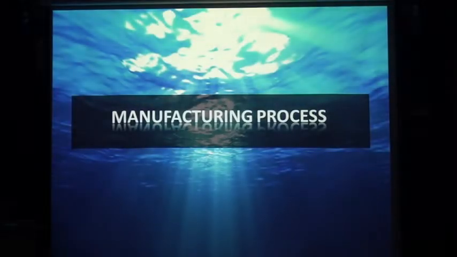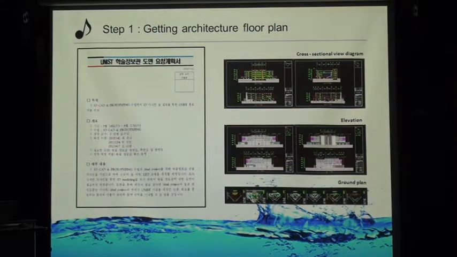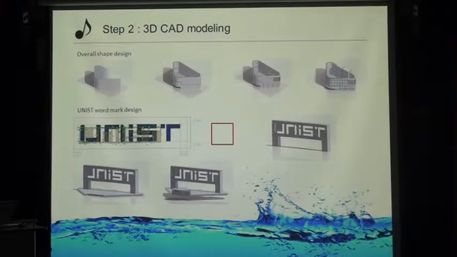And now we introduce the manufacturing process. Before starting 3D CAD modeling, we made an architecture floor plan, so we contacted the facilities department, and then we got it. After getting the architecture floor plan, we started 3D CAD modeling.